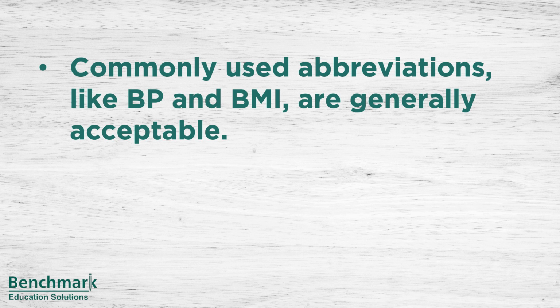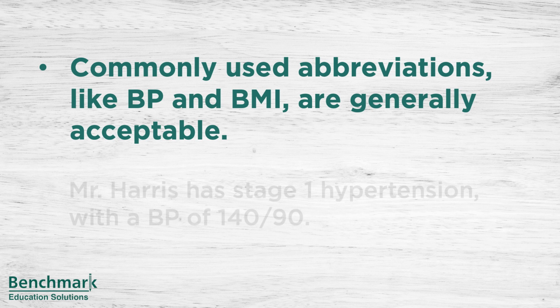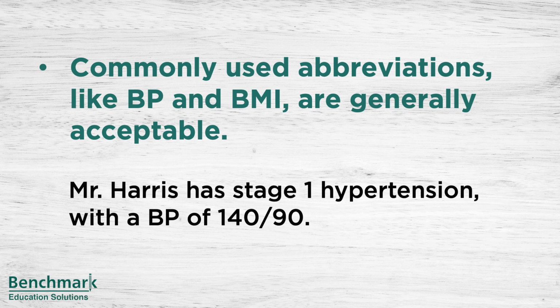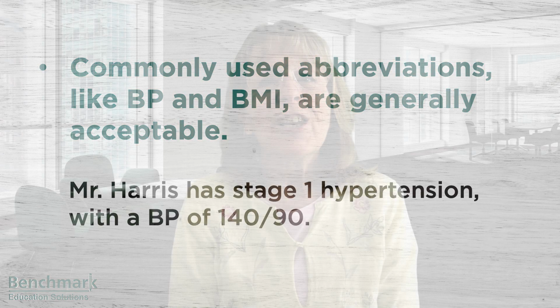The best place to look for commonly used abbreviations in English is on the internet. You can compare the most popular search results and check that the abbreviations appear in more than one list. Here's an example of an acceptable abbreviation. Mr. Harris has stage 1 hypertension with a BP of 140/90. So it comes down to common sense and using your own instinct as to what will be understood when you're writing to the same kind of professional as yourself.